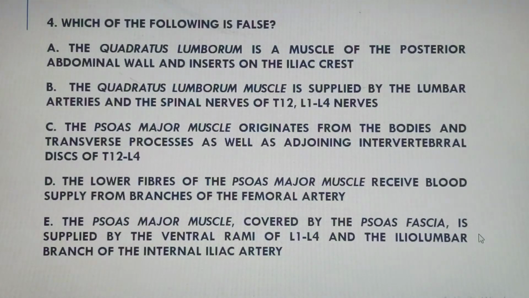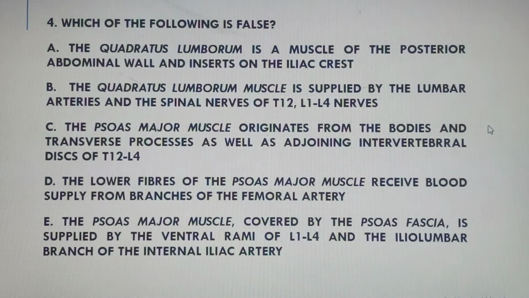Now let's go to question number 4, which says, which of the following is false? Option A says the Quadratus Lumborum is a muscle of the posterior abdominal wall, and it sits on the iliac crest. Yes, that's a very true statement. You get to see the Quadratus Lumborum, that four-sided muscle. Now, option B says the Quadratus Lumborum muscle is supplied by the lumbar arteries and the spinal nerves of T12, as well as L1 to L4 nerves. That's also a very true statement.